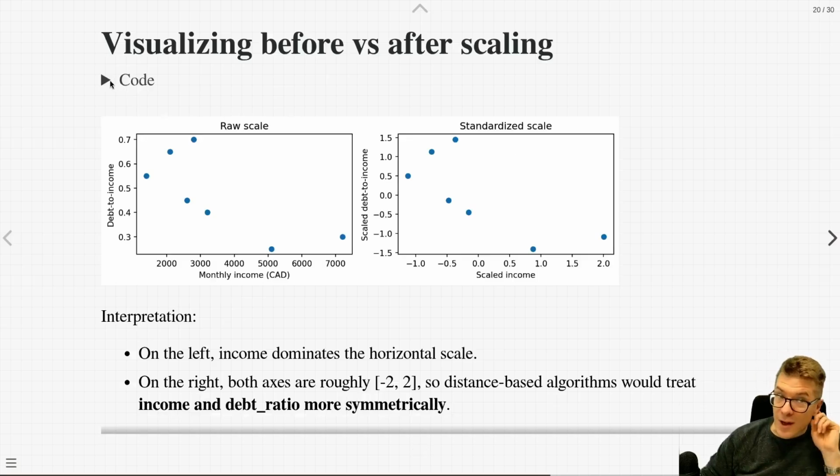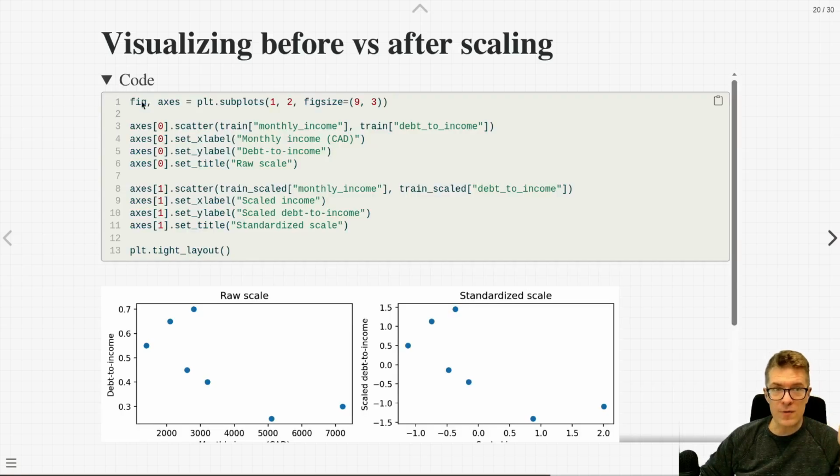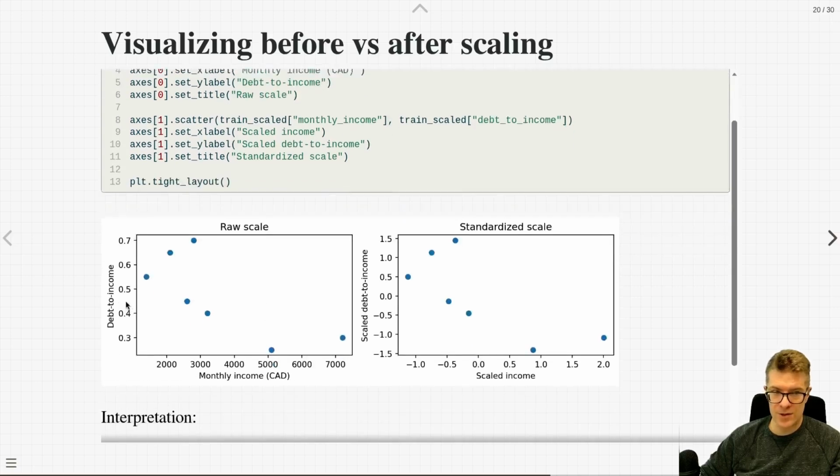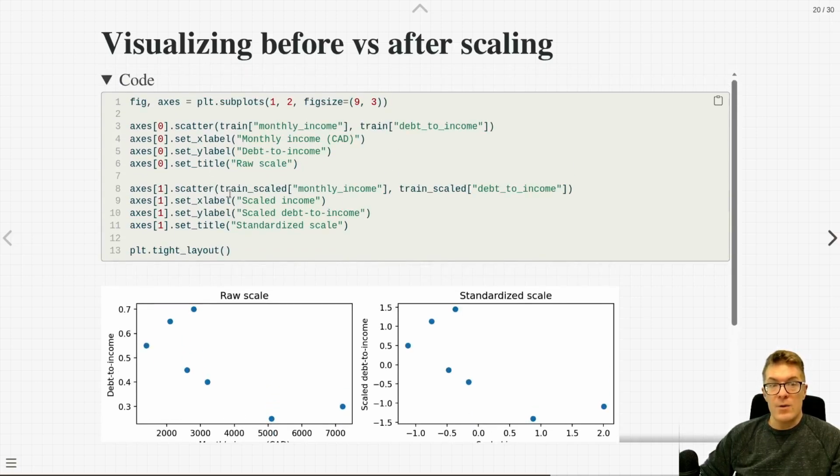So let's visualize before and after. We've previously scaled everything, and we're just going to go ahead and plot it. We took the training data, the monthly income and the debt to income ratio in the original training space, which is going to be dollars versus 0 to 1. And down here on line 8, we've taken the scaled data, the scaled monthly income and the scaled debt to income, and we've plotted all of those.